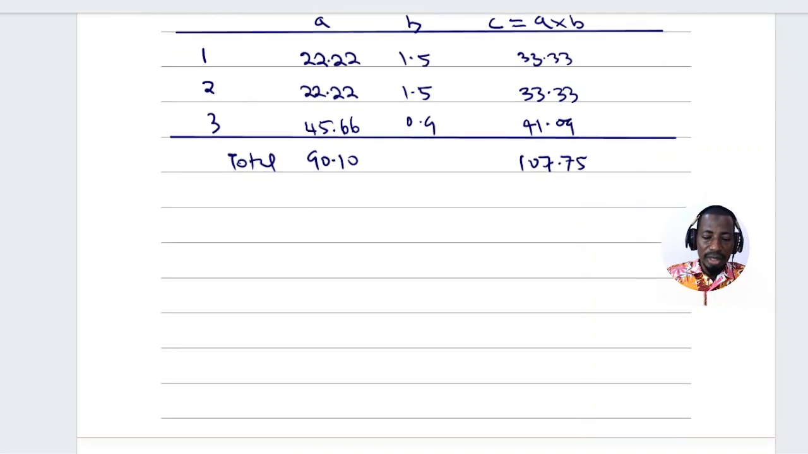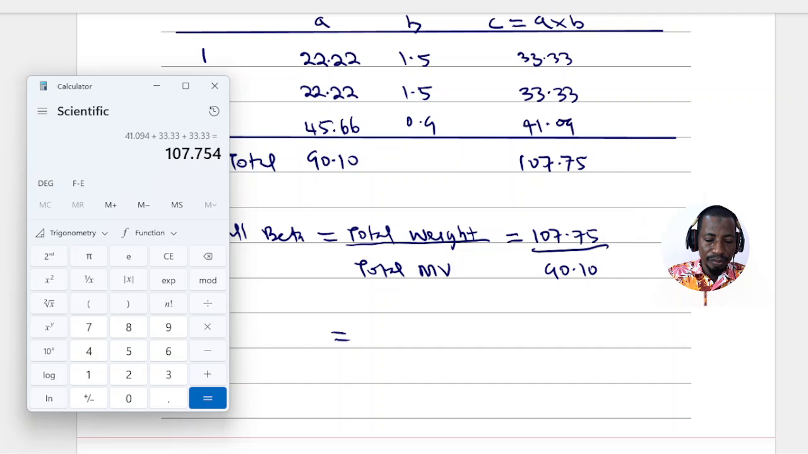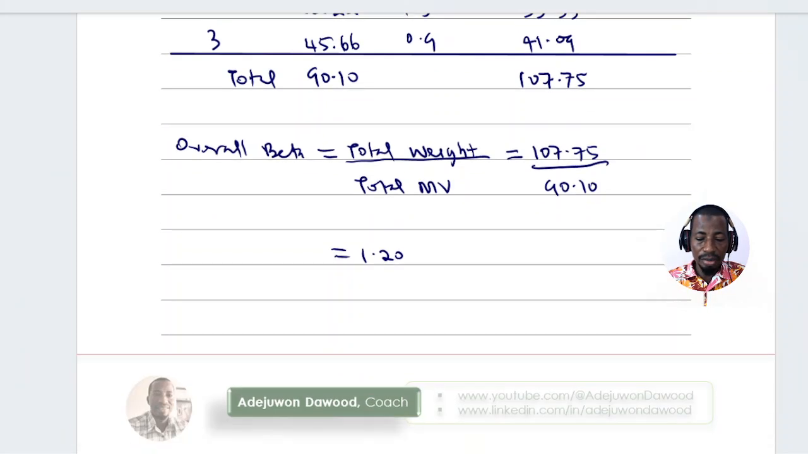That's the total weight. Therefore, overall beta will then be equal to the total weight divided by total market value, which is equal to 107.75 divided by 90.10. So overall beta will then be equal to 1.20. All right, 1.20. That's the overall beta.